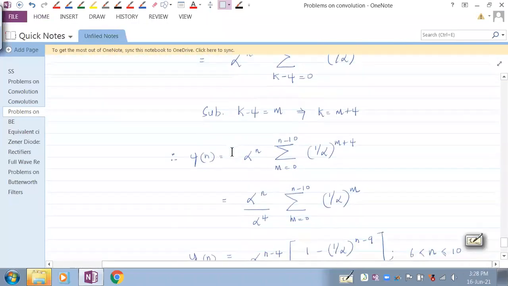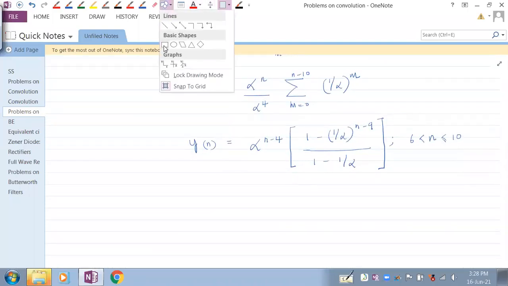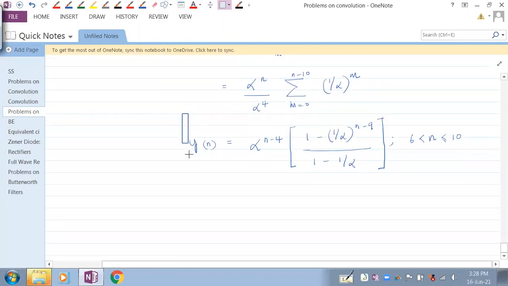Now let's write the last case. Last case is again no overlapping case. I'll just show you what it is. So this is what it is.